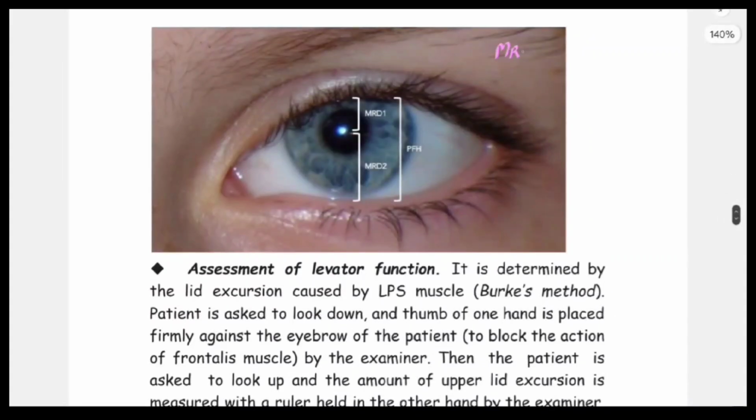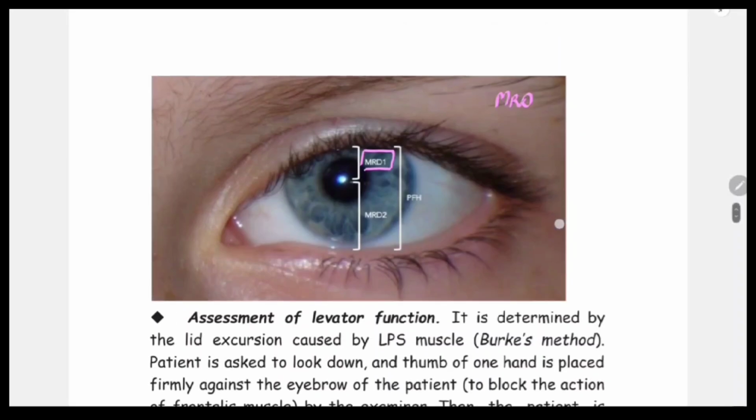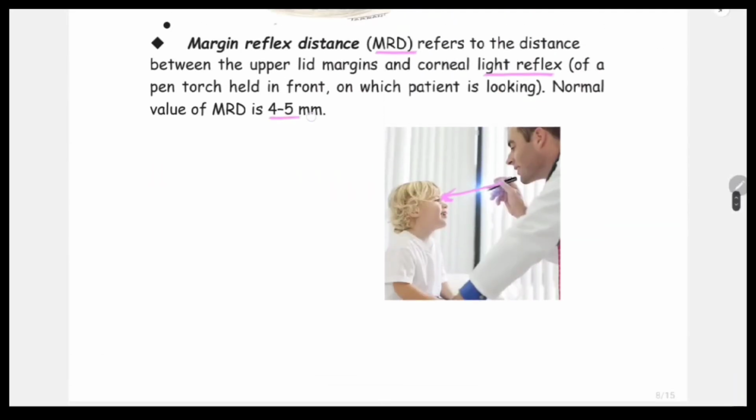Margin reflex distance is the distance between the center of the lid margin of the upper eyelid and the light reflex on the cornea in primary position, which gives MRD1. If the lid margin is above the light reflex, the MRD1 has a positive value. If the lid margin is below the corneal reflex in severe cases, then it has a negative value. MRD1 is the single most effective measurement in describing the amount of ptosis. Normally it is about 4 to 5 mm.